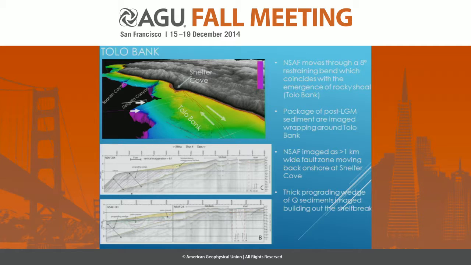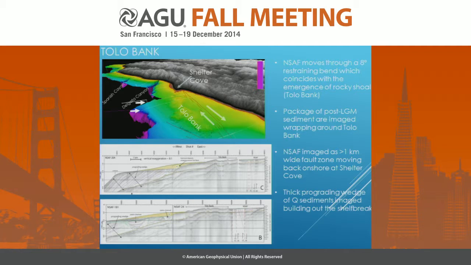Moving past the basin, the San Andreas moves through a 9-degree restraining bend, where it's coincident with a rocky shoal uplift area named Tolo Bank. What we see in Tolo Bank is highly fractured rocks that project out from Shelter Cove, which are interpreted as King's Range terrane deposits. So this is a continuation of deposits potentially from the King's Range, which is here, a similar unit here, but we have little constraint on that other than it's fault bounded and projection from Shelter Cove.